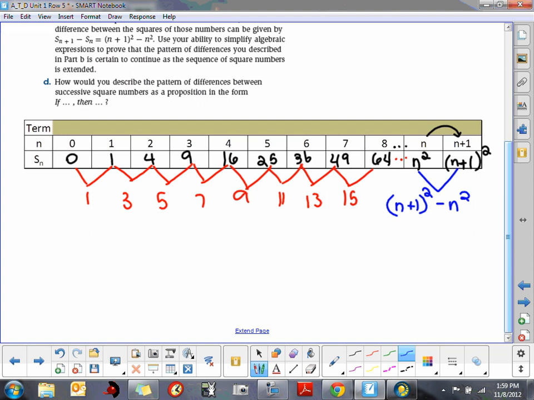Now, don't get all crazy on me here, but here's how they represent that. S sub n plus 1 minus s sub n. What is the s sub n plus 1 term? What is the sequence number associated with the n plus 1 term? N plus 1 squared. That is going in for this. What is the s of n represented by? N squared. It's the n term, but we want the s of n term, which is n squared.